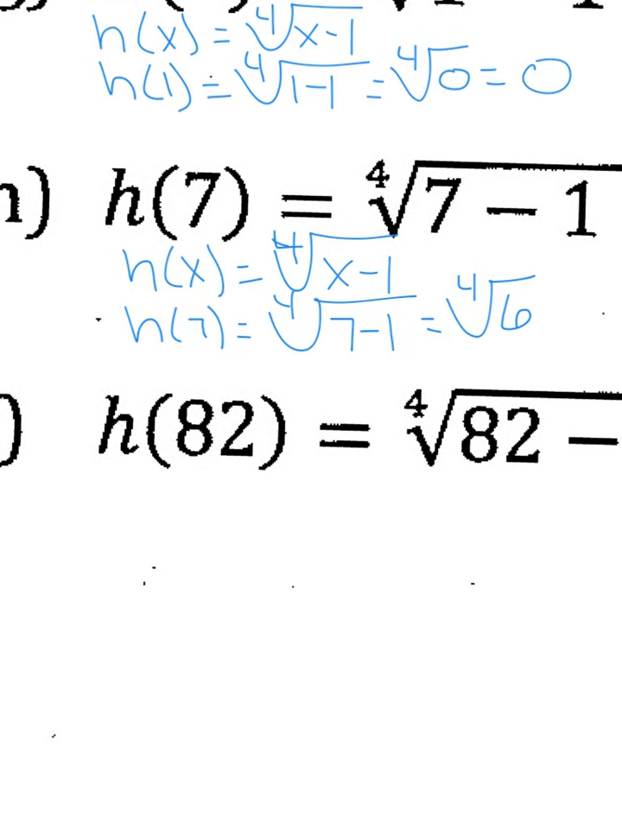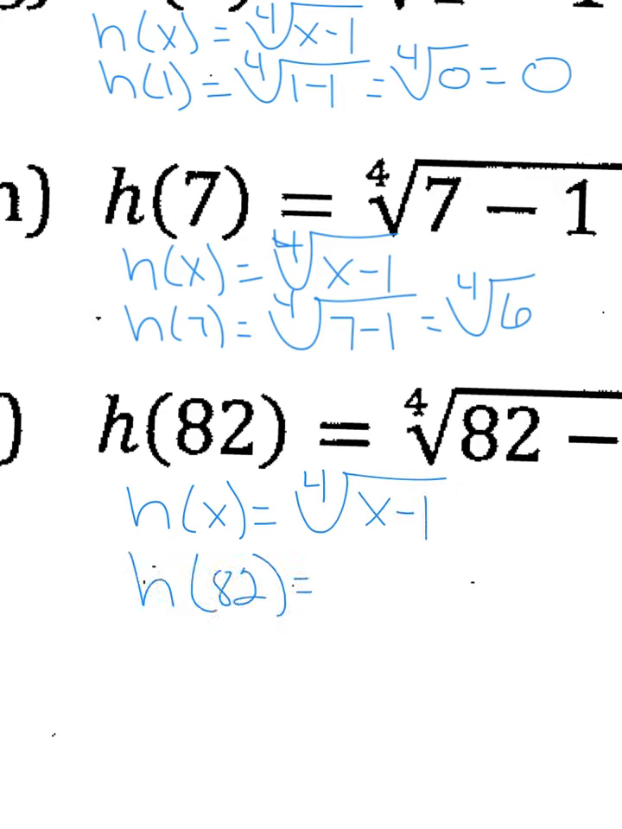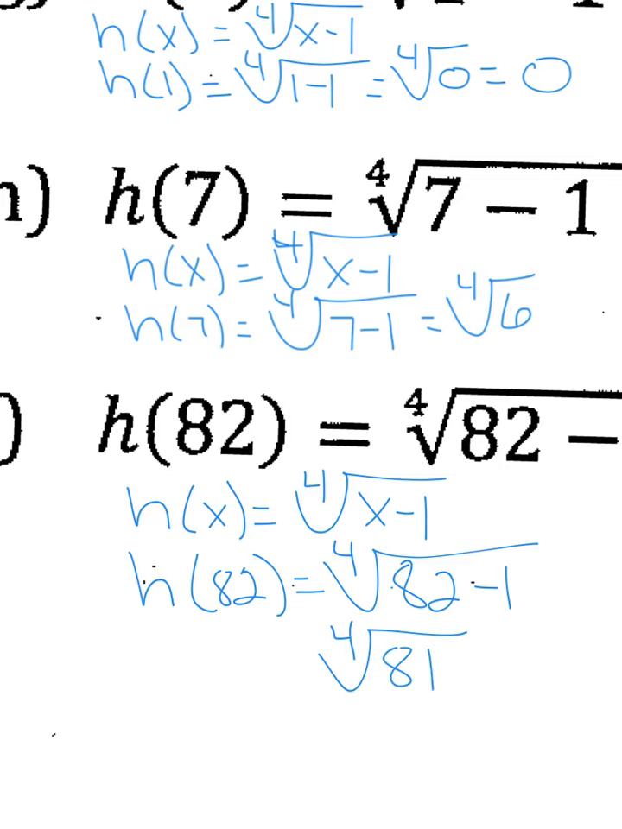This last one, h of 82. The h function, h of x equals the fourth root of x minus 1. So we're going to put the 82 in the function for x. 82 minus 1 is 81. The fourth root of 81, and earlier I said there's a trick for fourth root. You just take the square root and then the square root again. The square root of 81 is 9. The square root of 9 is 3. So the fourth root of 81 is 3. So h of 82 equals 3.